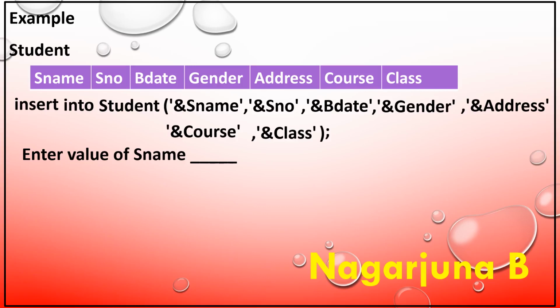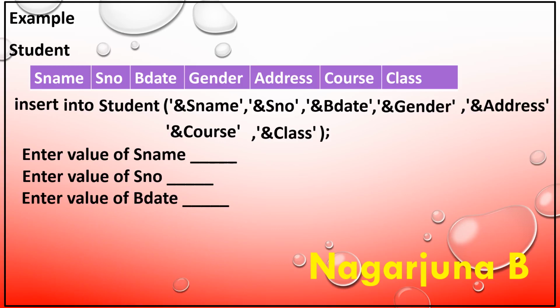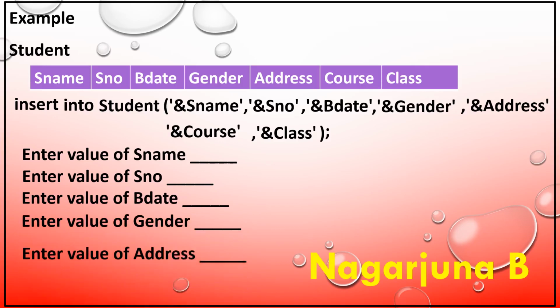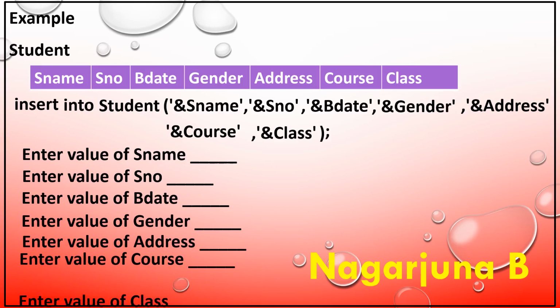After that, press the enter key, then it will display enter value of SNO. Now you need to write the number of a student, then it will display enter value of B date. After that you have to enter the literal value for birth date. Like that, it will ask for each of the attributes, and for each you need to enter the value. At last, once you have finished entering the values, whatever values you have entered will be inserted into a tuple of the relation student.